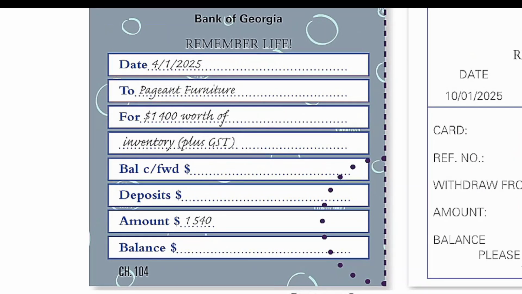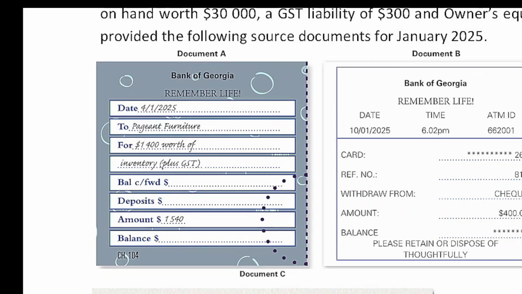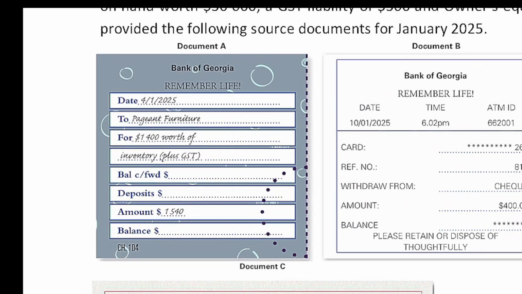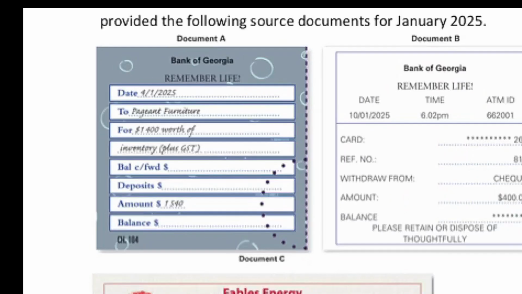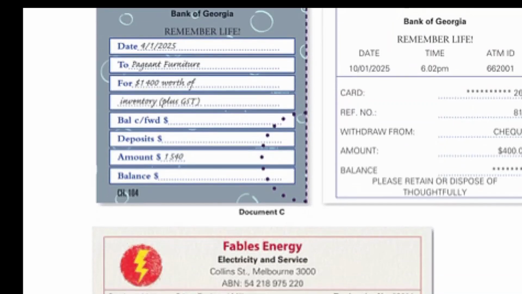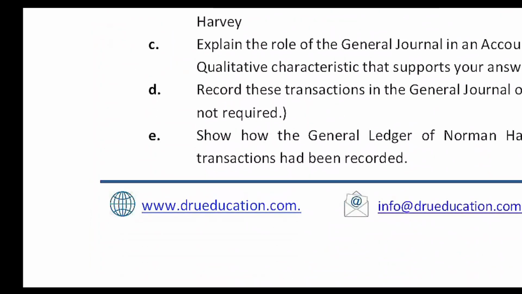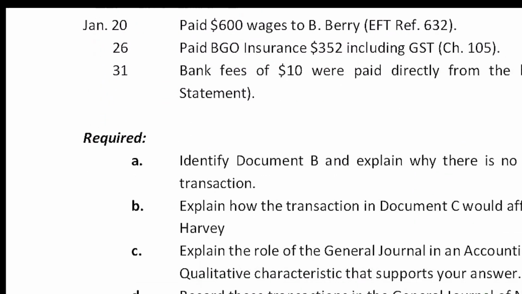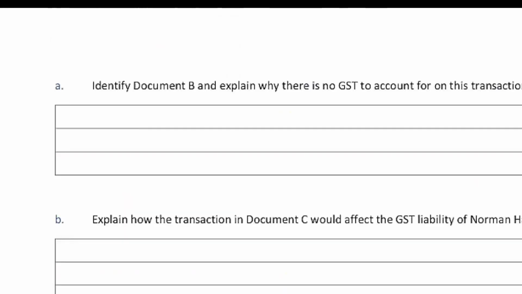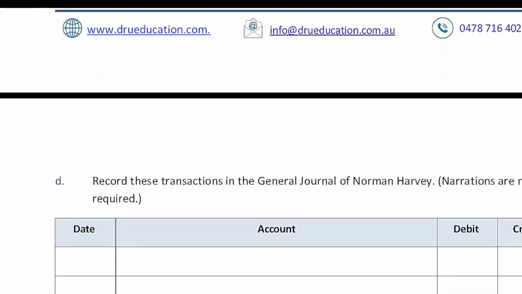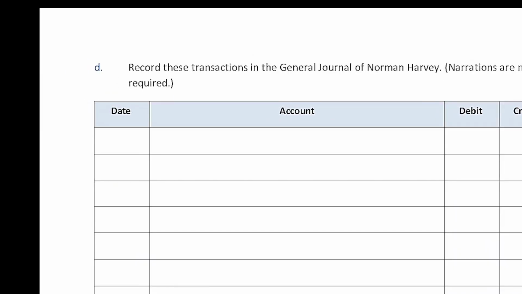Inventory. Debit or credit? Debit. How much? 1400. GST clearing debit, 140. Bank credit 1540. Very good. Do we write the narration? No, narration not required. If they didn't say anything about the narration, what do you do?